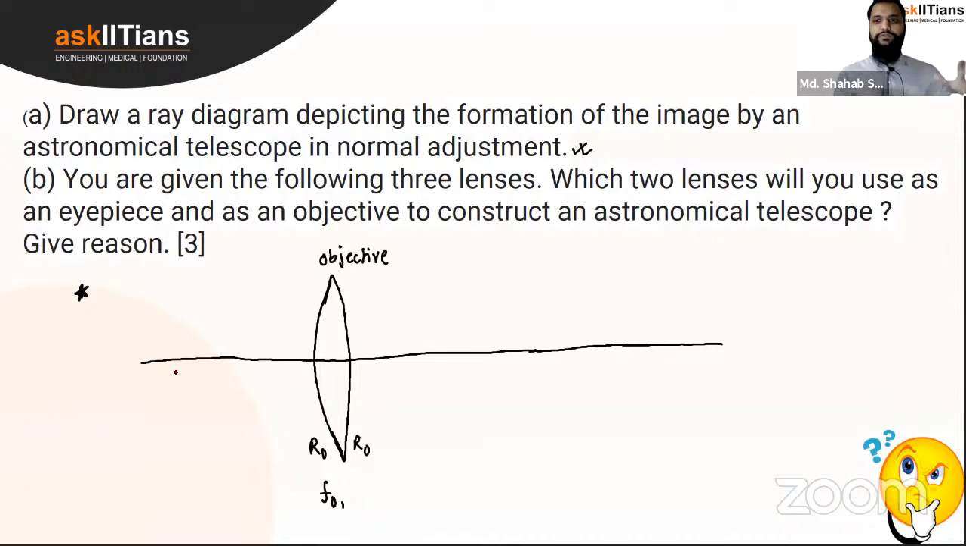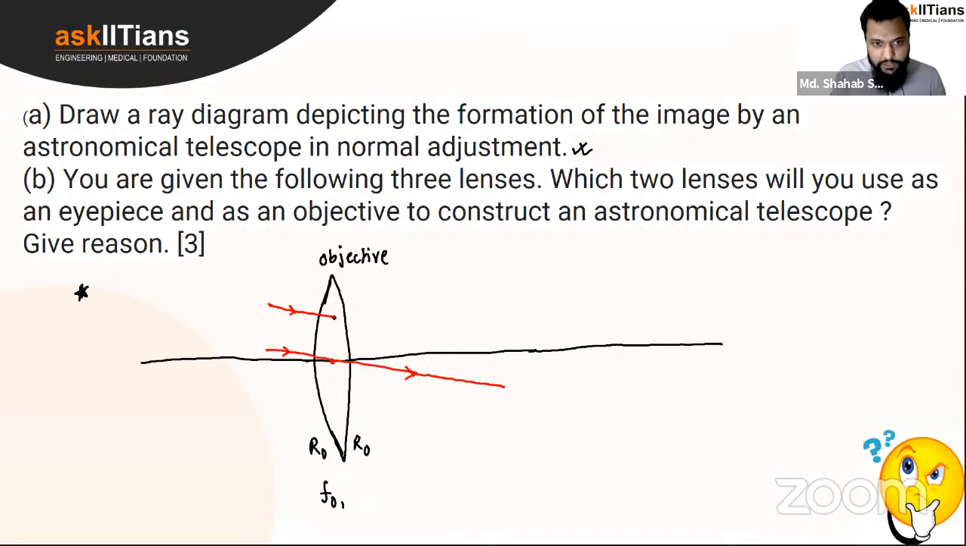Now, as I told you, if we are looking at a star or planet, the objects are far, far away. Technically speaking, they are at infinity, so the rays will come parallel. Fine. So we will take two parallel rays. One ray, take it like this. Another ray we can take like this. And we know these two rays are parallel, so they will converge in the focal plane.